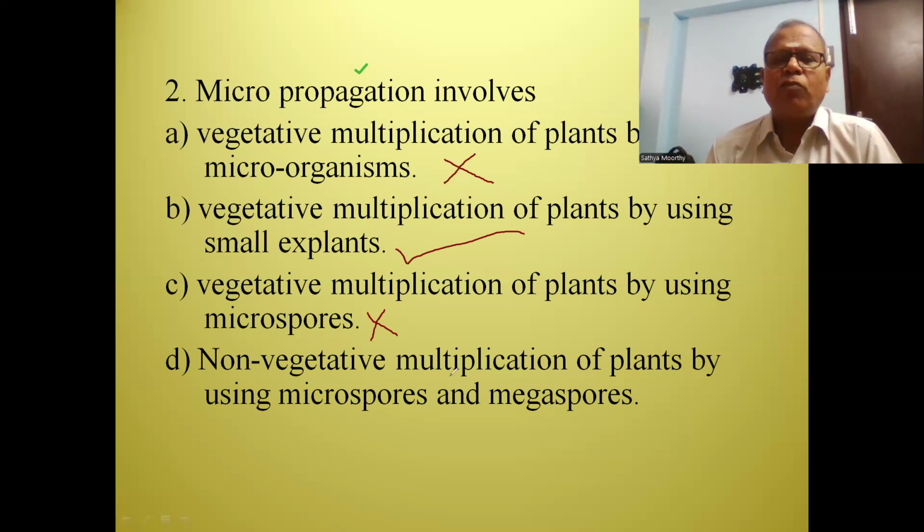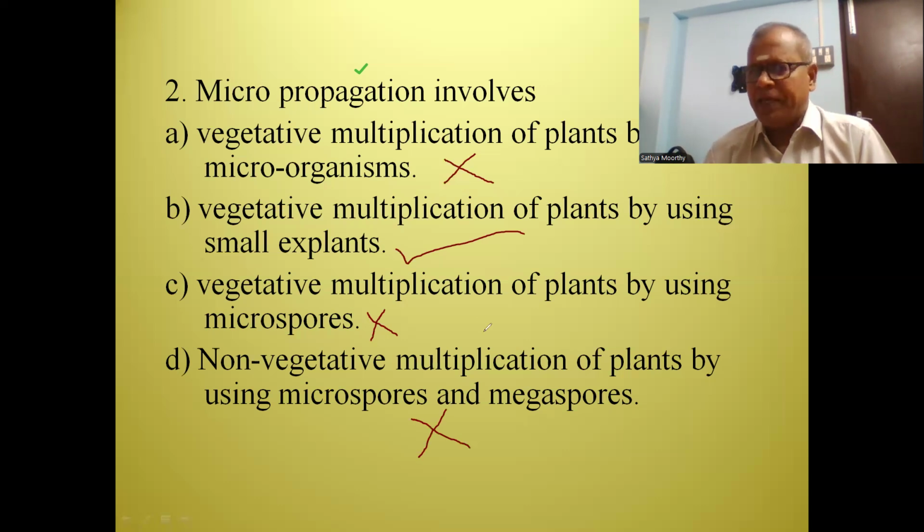Then, non-vegetative multiplication of plants by using microspores and megaspores. Microspores and megaspores are involved in sexual reproduction. So this is also incorrect. The correct option is option B. Shall we check?